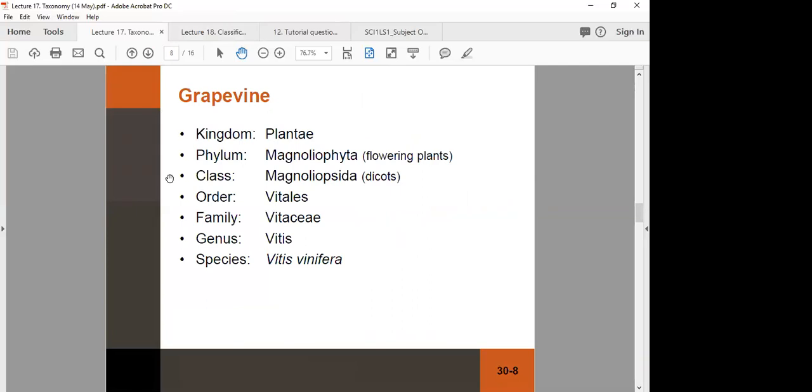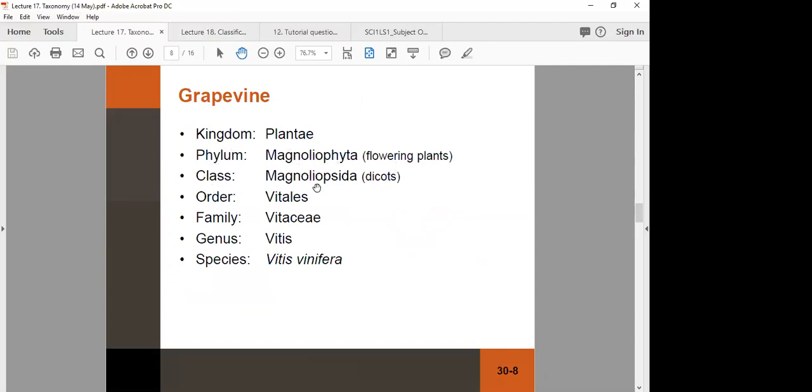There we go. All right, couple of examples for you. You don't have to remember these. Grapevine for our viticulture students belongs to the kingdom Plantae, obviously. Within the kingdom Plantae, there are approximately 12 or 13 phyla. The grapevine belongs to the phylum Magnoliophyta, and all the flowering plants belong to this particular phylum.